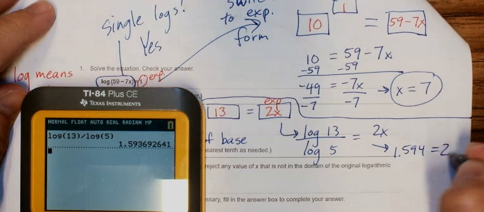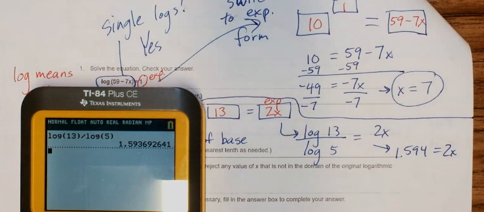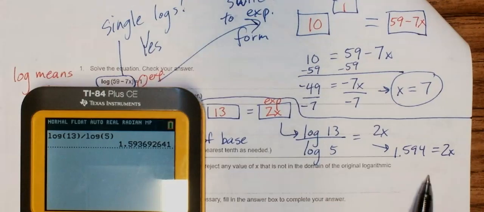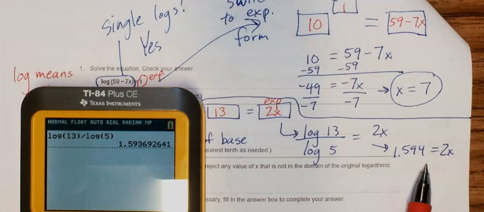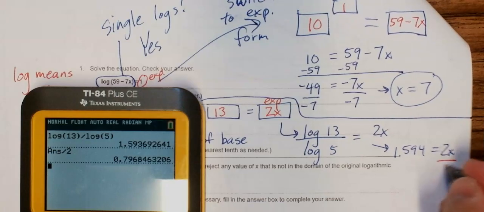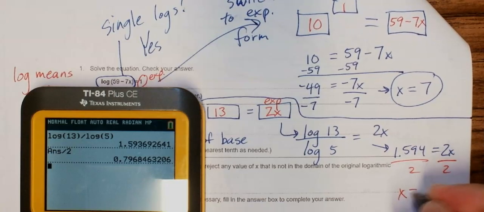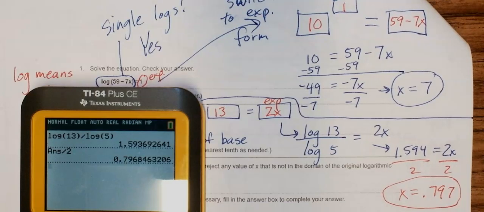We know that's equal to 2x. What is the last and only thing I'll need to do to solve this equation right here? Got to get x by itself. Divide by 2. Yep, and when we divide by 2, we end up with x equal to 0.797. Very ugly looking number.